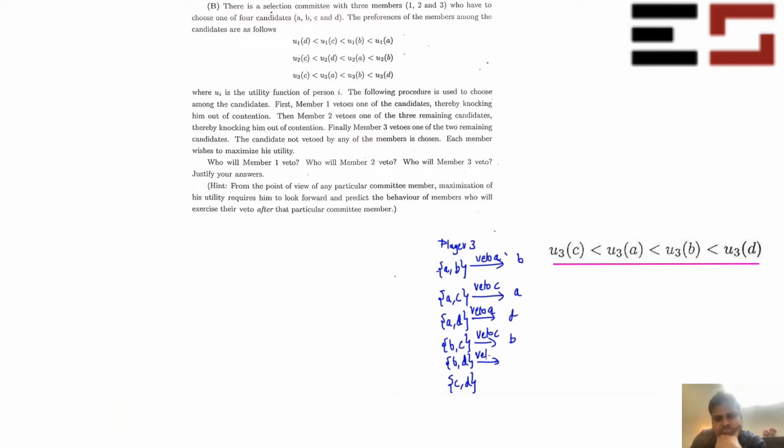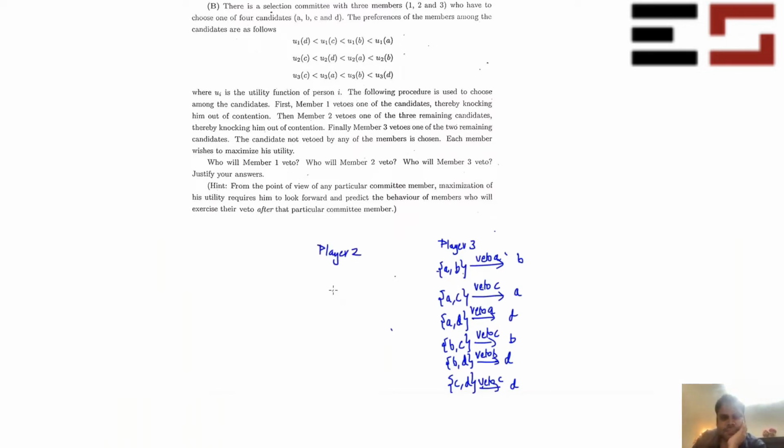Veto B, D will be left. And what do you think he is going to do in this situation? C and D. Veto C, and D will be left. Do you agree? Okay, now we'll keep this in mind: this is what player 3 is going to do and this is what will happen. Okay, and then figure out what player 2 should do.